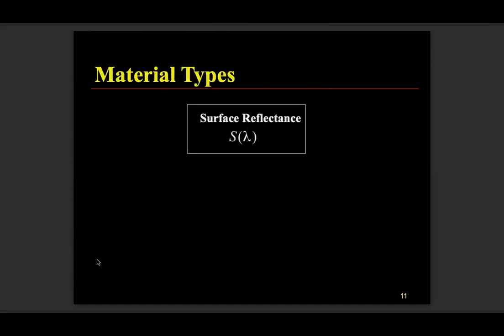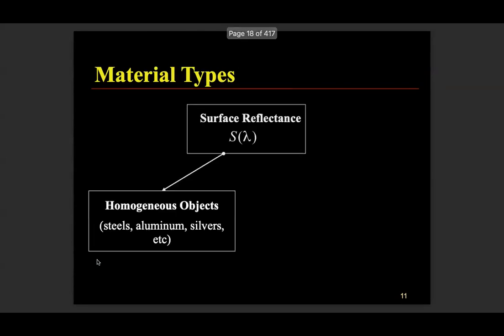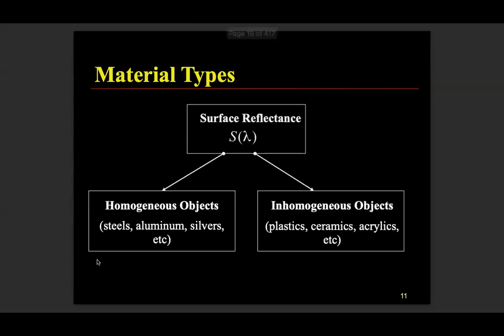Now, for surface reflectance, there are two types of objects: homogeneous objects, and inhomogeneous objects. So what is a homogeneous object? Homogeneous objects are like gold, steel, silver. It means the object is so homogeneous everywhere, on the top, on the bottom, everywhere is the same material. And for a homogeneous object, light is very difficult to penetrate inside. So it is immediately reflected, not going into the body of the object.